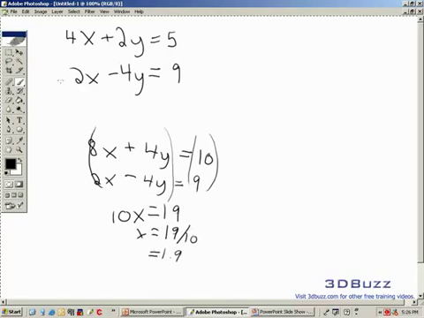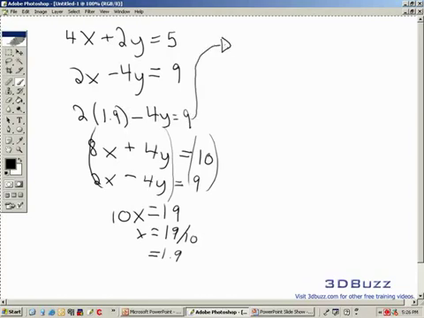Once you know this, you could solve the other one using a similar method, or you can do something else, which is what I'm going to do. We know that x equals 1.9. So 2 times 1.9, basically I'm plugging x into this equation here, 2x minus 4y equals 9. And now it's getting really messy, so I'm just going to jump up here. And we'll have 3.8, I believe.